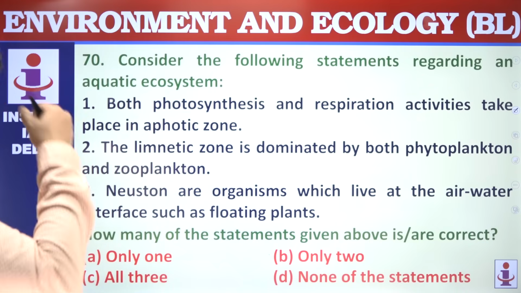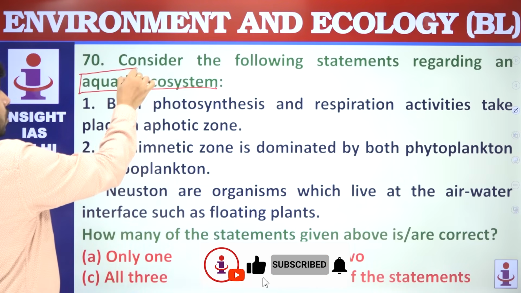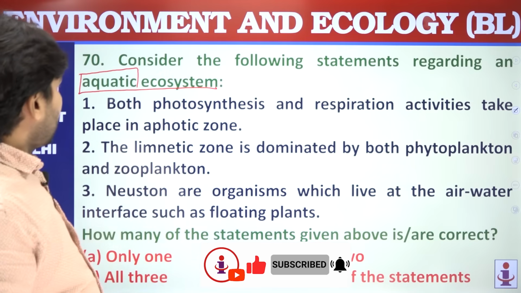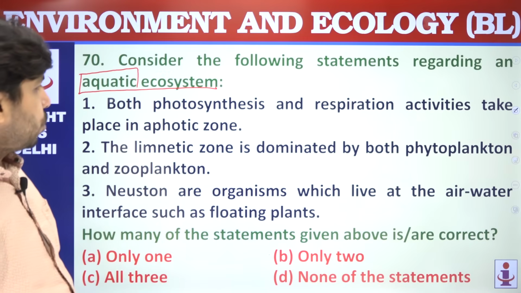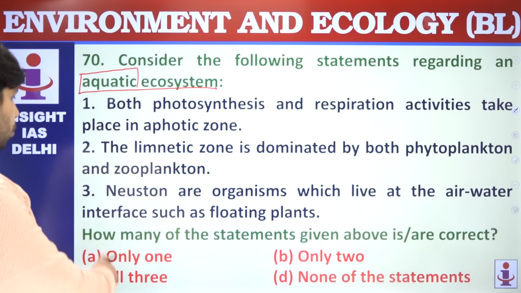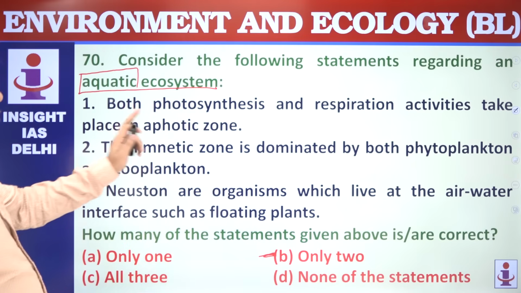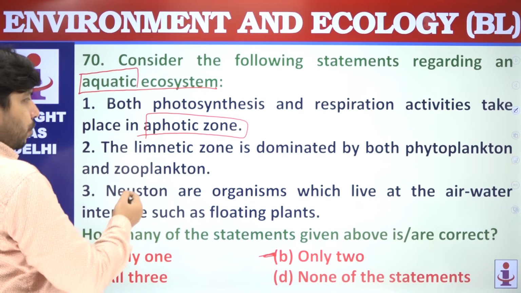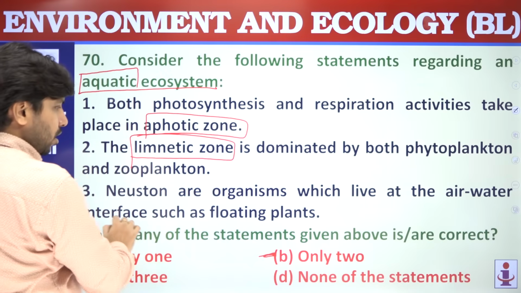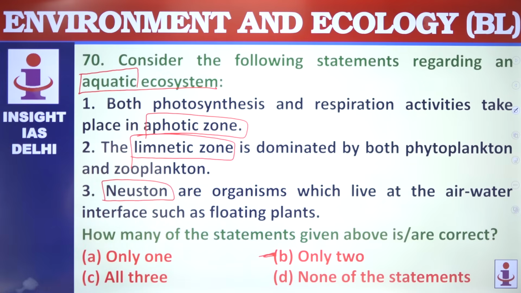Aquatic ecosystems. Aquatic ecosystems means related to water, ecosystems dependent on a water body. Both photosynthesis and respiration activities take place in the aquatic zone. The limnetic zone is dominated by both phytoplankton and zooplankton. Neuston are organisms which live at the air-water interface. So only two statements are correct. Both photosynthesis and respiration activities take place in the aquatic zone. Three kinds of zones are being written over here: aquatic, limnetic, and another one, the neuston kind of organisms. So only two statements are correct.